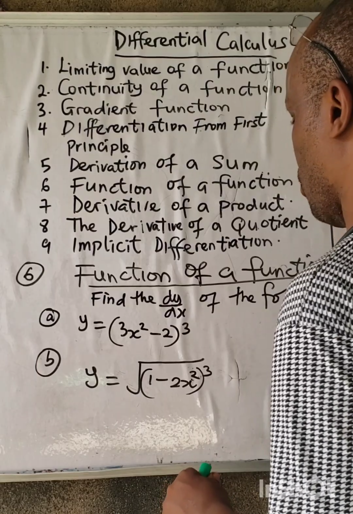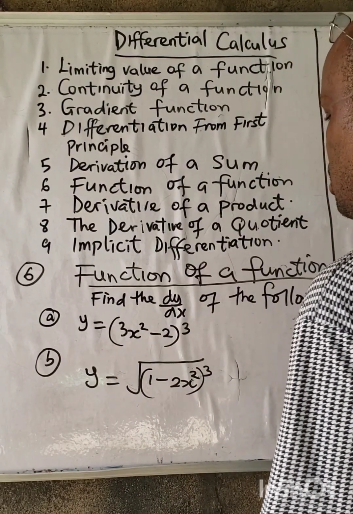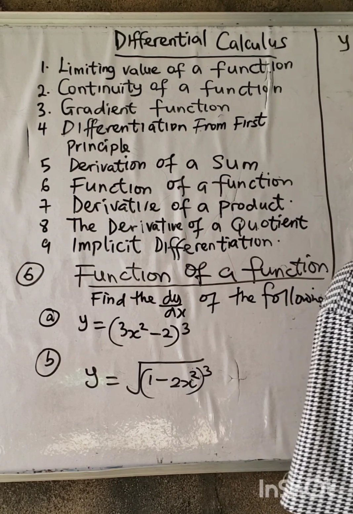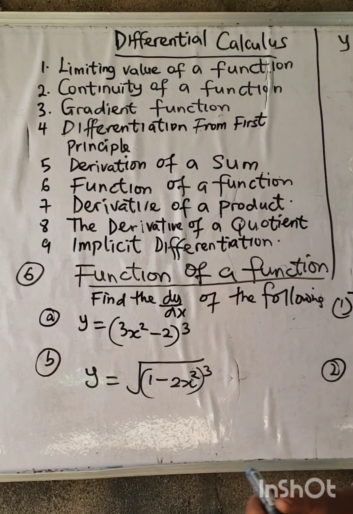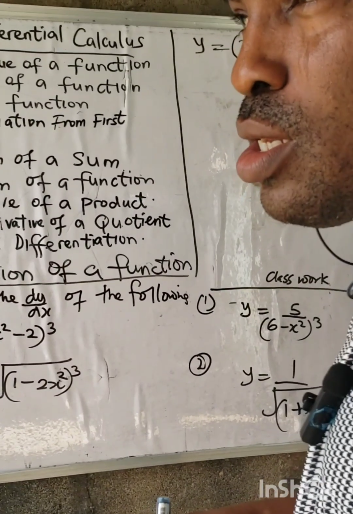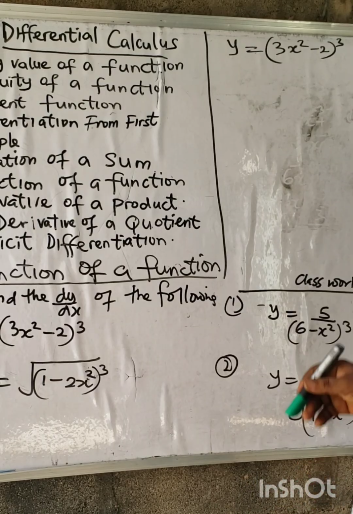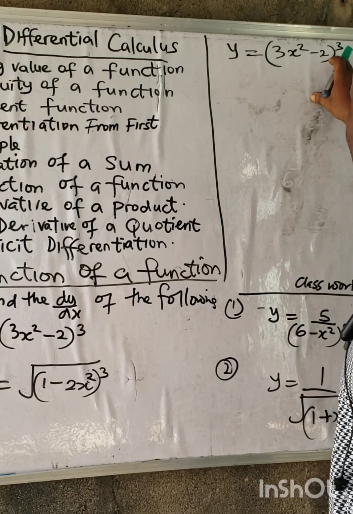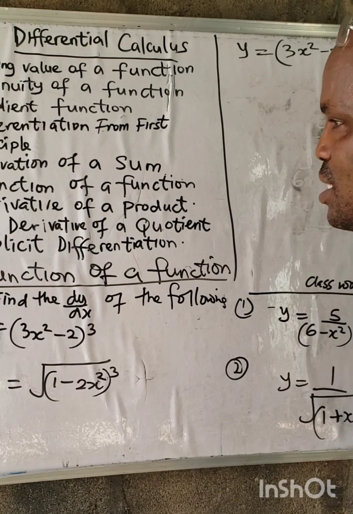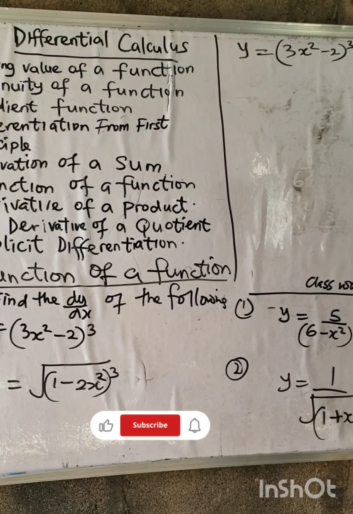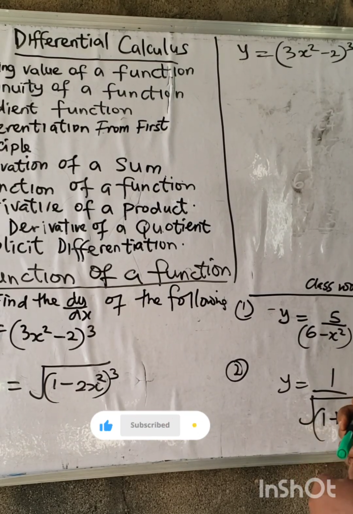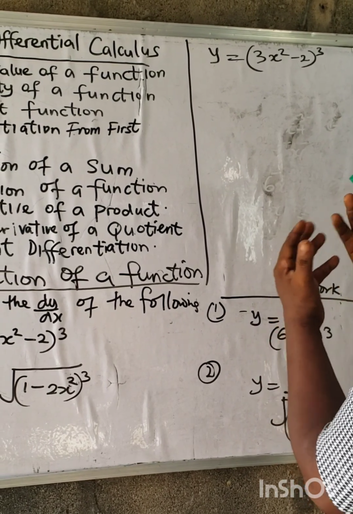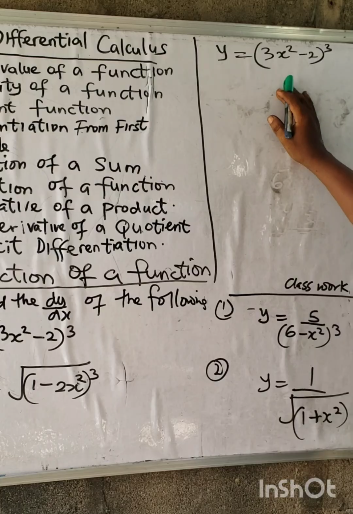y equals (3s squared minus 2) raised to power 3. They call this one function of function because there is a power after the bracket. This is raised to power 3. How do we do this? They call it function of function because it's like a chain. It follows the chain rule under differentiation.